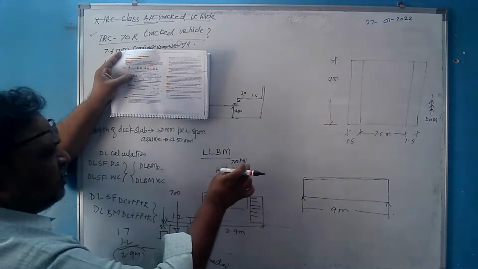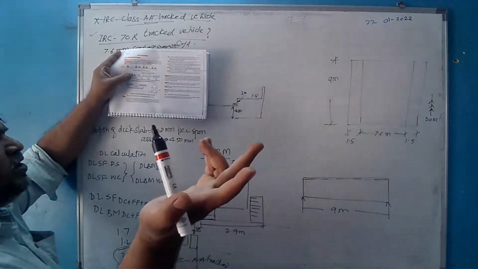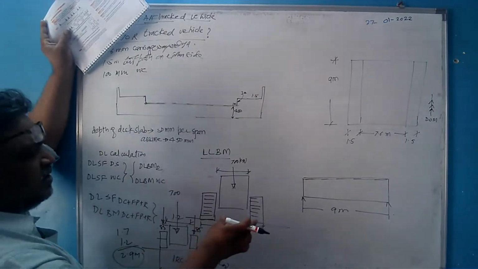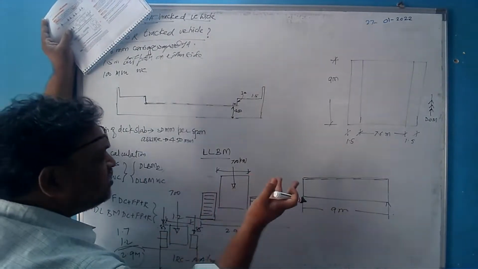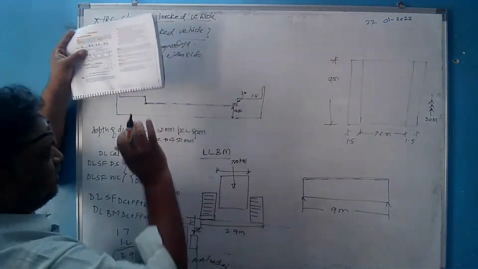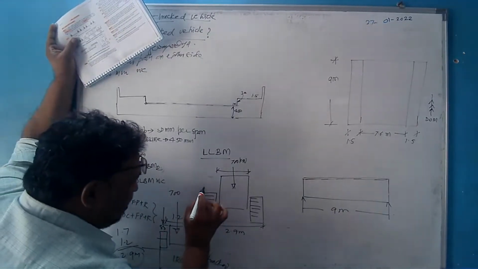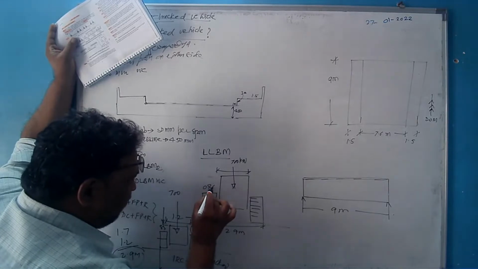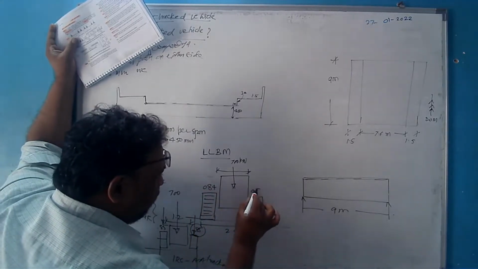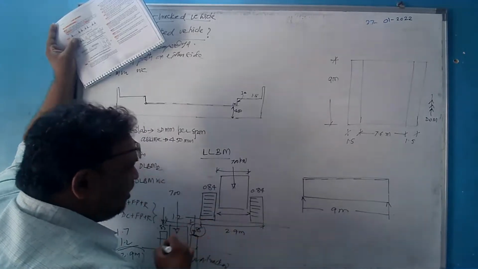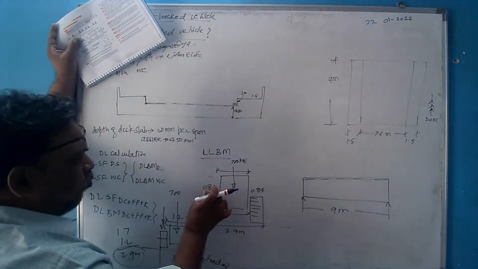Total was 700. Here also it is 700. Then what is the difference between the two vehicles? This is class AA, this is 70R. So what is the difference between the two? Now here is the difference. This contact width was 0.85. Here the contact width is 0.84. It means that the width of this main body or inter body is larger by 0.05.